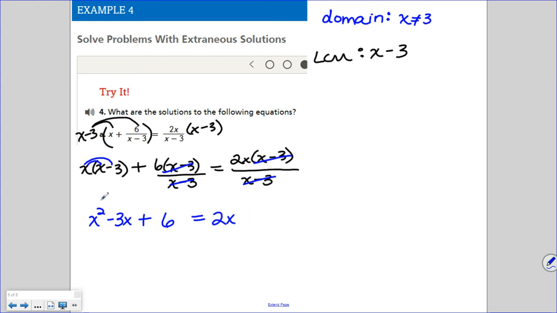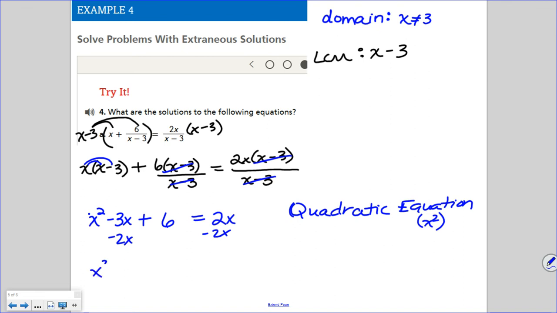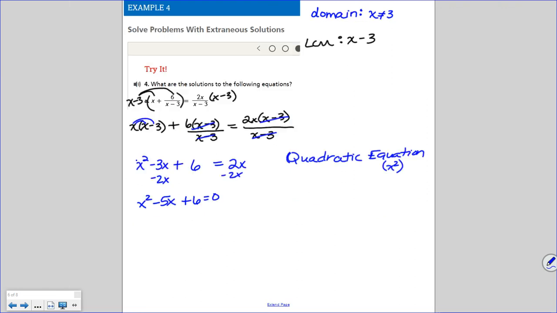And I notice that there is an x squared. That means this is a quadratic equation. So I'm going to try to use my quadratic equation solving methods like factoring or the quadratic formula. Let's try factoring first. I need to set it equal to 0, so I'm going to subtract the 2x on both sides. x squared minus 5x plus 6 equals 0.